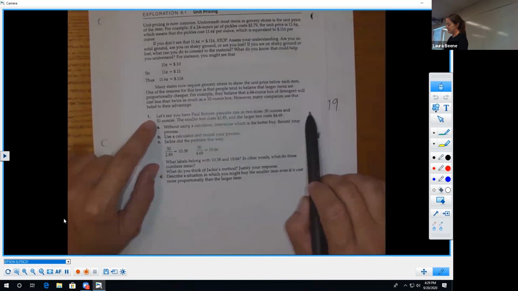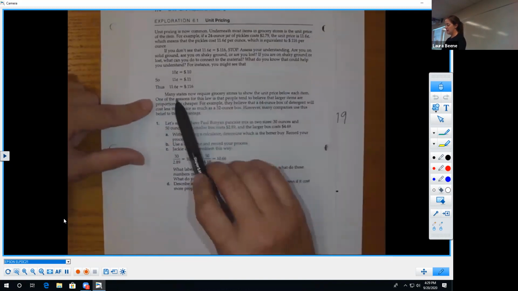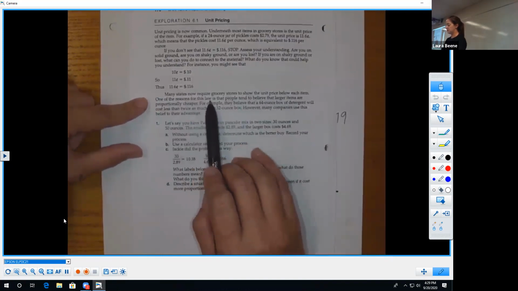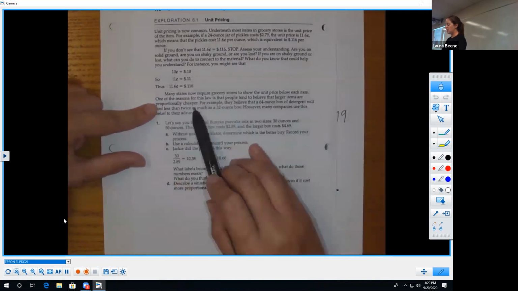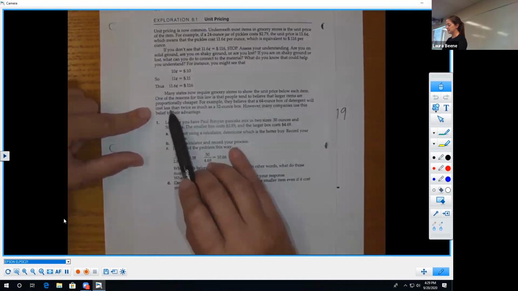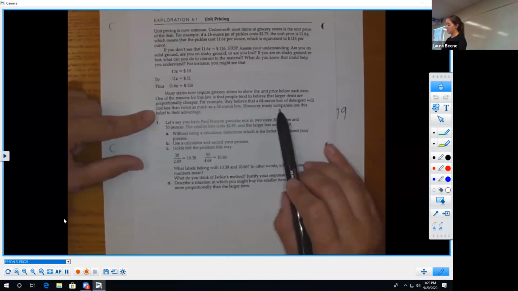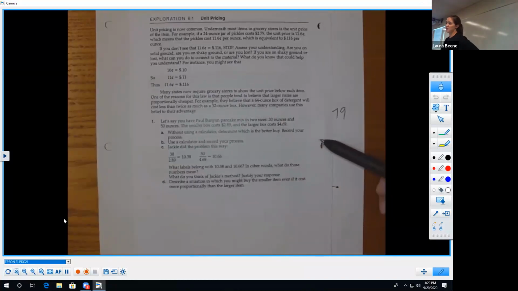So it says, if you read this part, we kind of just talked about this. Many states now require grocery stores to show the unit price below each item. One of the reasons for this law is people tend to believe that larger items are proportionally cheaper. For example, they believe the 64-ounce box of detergent will cost less than twice as much as the 32-ounce box. And companies use this belief to their advantage, and they start charging more for the bigger box just to make you buy more and pay more money. So it's good to know about the price per ounce.